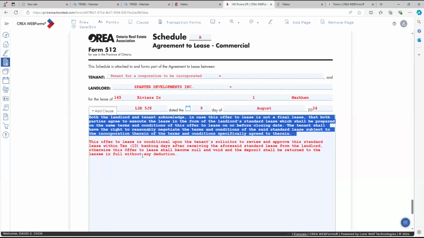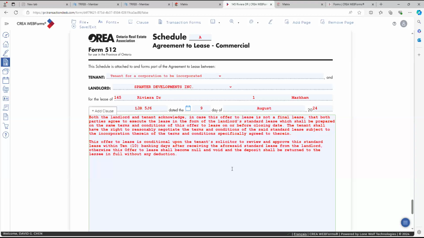If they don't have it, you can still write one sentence: both parties acknowledge this is a final agreement for the lease, so you don't need to put the condition. Other than that, if they are not so sure, put this there first. So that's the final condition.